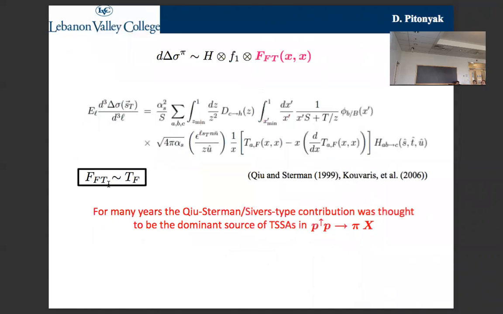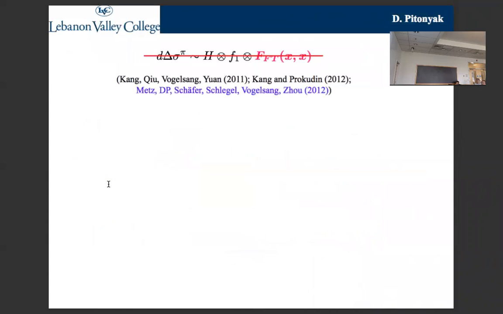And what was thought for many years was that, again, this Qiu-Sterman mechanism was the main cause of A_N. So the Sivers type effect, that was what was thought to have caused A_N. There's work done by Jianwei, Werner and Zongbo on this, looking at this Qiu-Sterman function as the cause of A_N. But I don't want to go off on a tangent here, so I'll just get to the bottom line that basically now we do not believe that the Qiu-Sterman function is the main cause of A_N. There's several papers here, and a lot of the authors are here as well, about why we don't believe anymore that this Qiu-Sterman term is the cause of A_N.